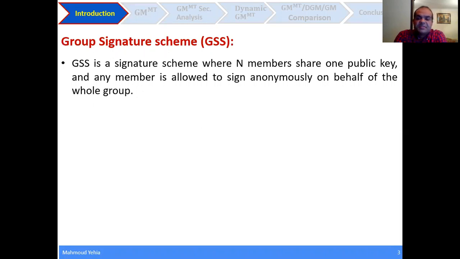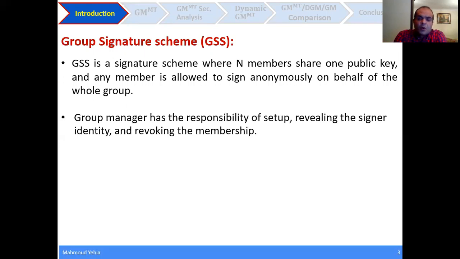A group signature scheme is a signature scheme wherein members share one public key, and any member is allowed to sign anonymously on behalf of the whole group. A group signature scheme designates a group manager that is responsible for the setup phase, revealing the signer's identity, and revoking the memberships of the group members when required.